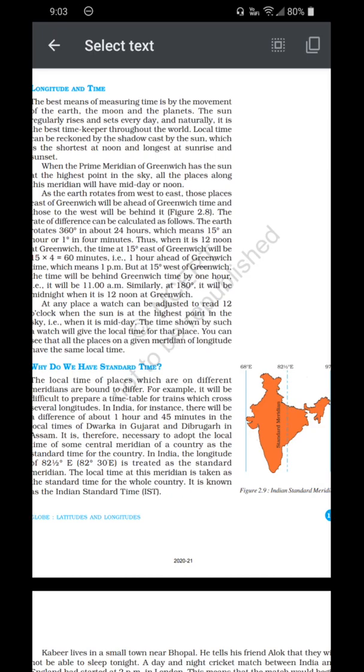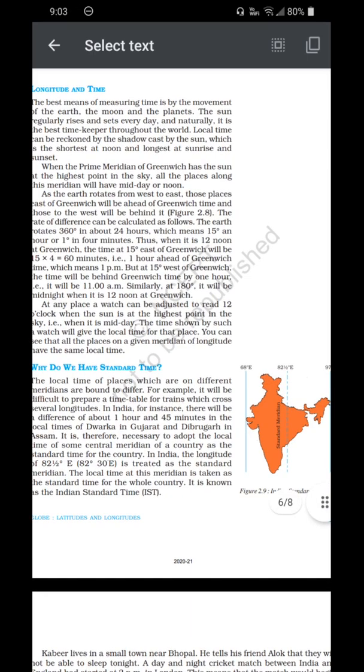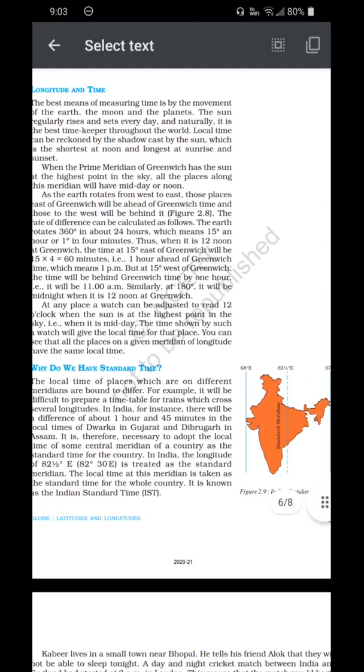Why do we have standard time? The local time of places which are on different meridians are bound to differ. For example, it will be difficult to prepare a timetable for trains which cross several longitudes. In India, for instance, there will be a difference of about 1 hour and 45 minutes in the local times of Dwaraka in Gujarat and Dibrugarh in Assam. It is therefore necessary to adopt the local time of some central meridian of the country as the standard time for the country.